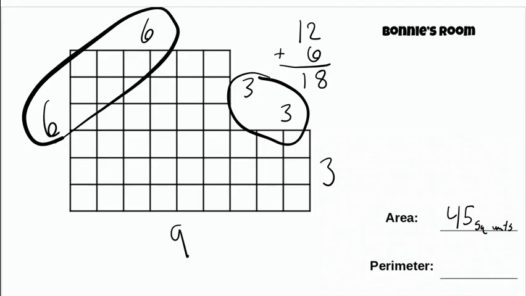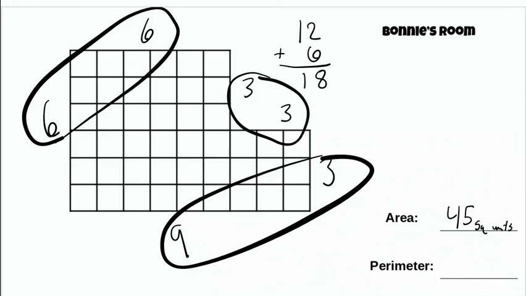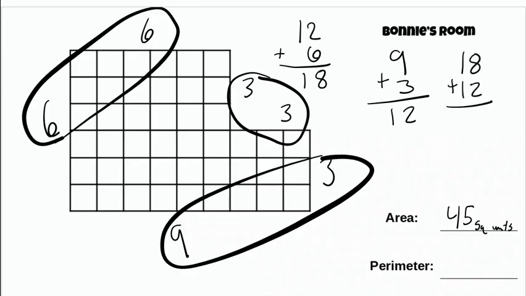So 12 plus 6 is 18. And that just leaves 9 and 3. Nine plus 3 is 12. Not quite done yet. Now I got to put the 18 and 12 together. And that makes 30. So the perimeter of Bonnie's entire room is 30 units.